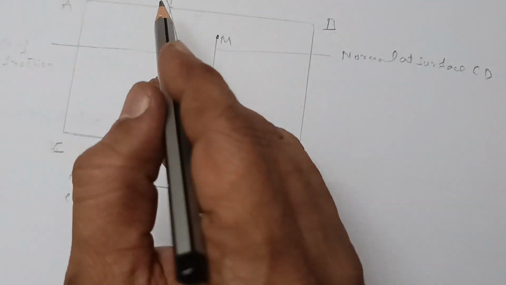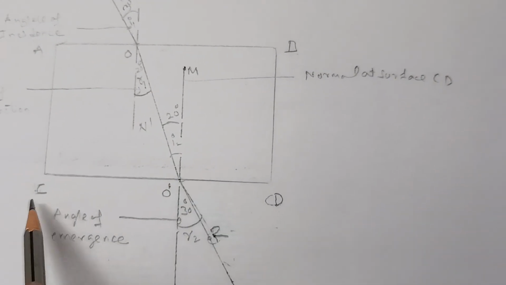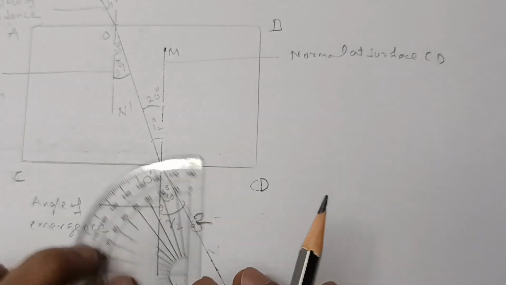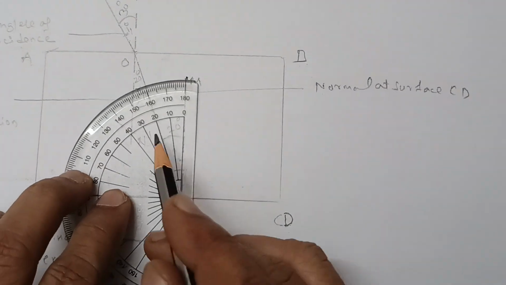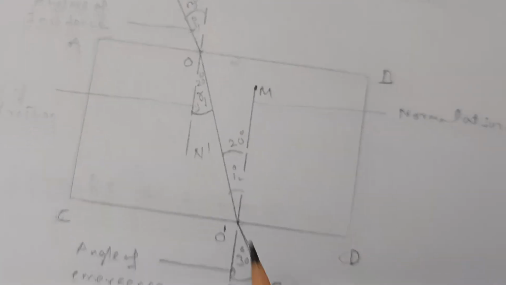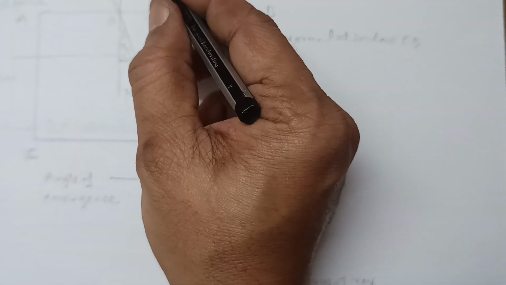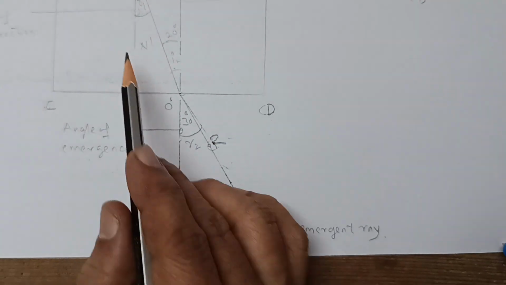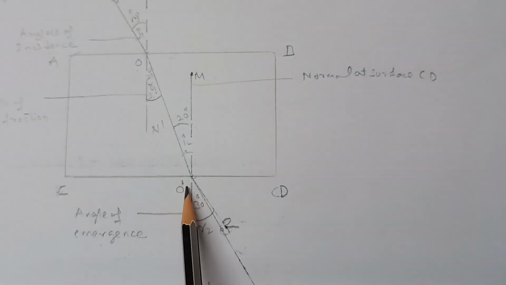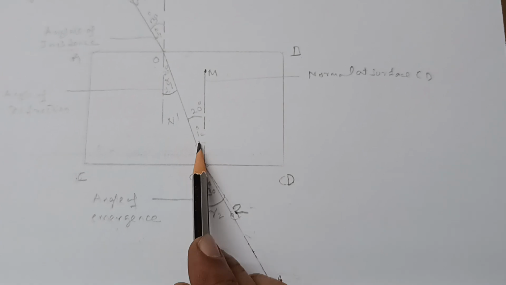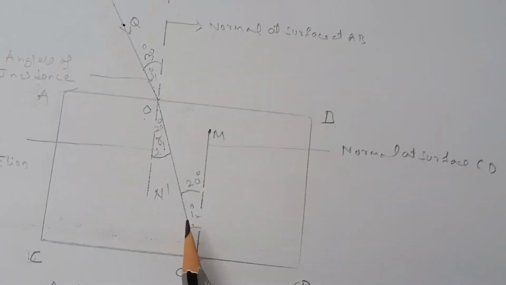Now when this refracted ray hits the surface CD, it becomes the incident ray for the surface CD. Now you can measure this angle. This is the normal, and from the normal you can see this angle is also 20. So here R1 is equal to I2. Why? Because this normal N dash and M dash are parallel to each other, and here O dash acts like a transversal. Due to that, R1 and I2 are alternate angles. Therefore these two angles are equal.